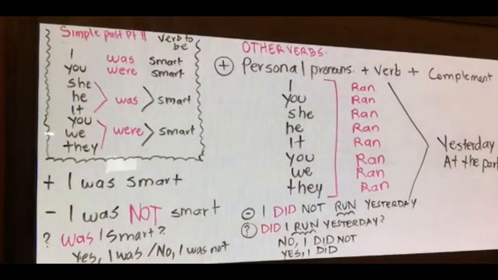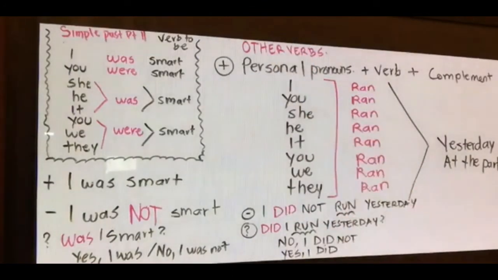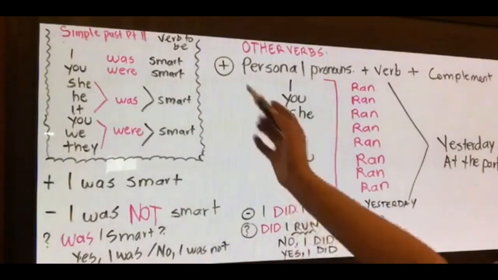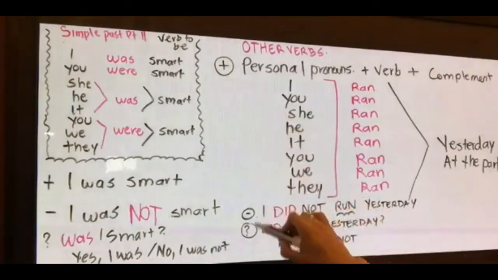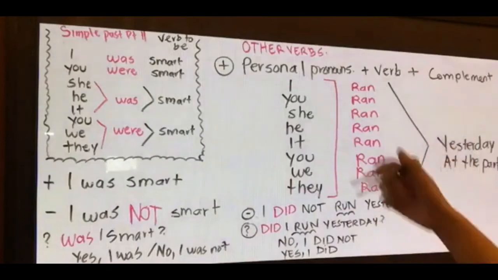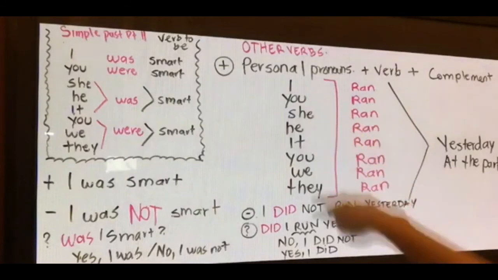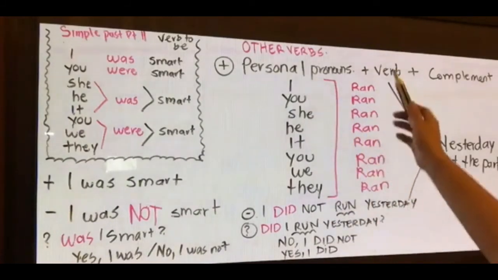Okay, so now we're gonna learn how you have to use other type of verbs using past tense or simple past. And we're gonna learn how to create sentences in its affirmative form, negative form, and question form. So we're gonna start with the affirmative form. And as you can see, the first thing that we have to write down is the personal pronoun, or in this case, nouns. Any noun that you want to use with your sentence. Then we will have to add the verb.